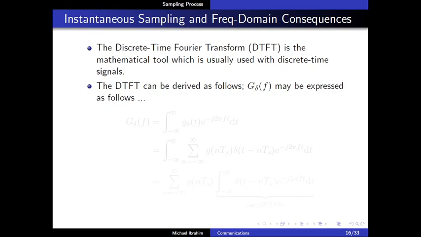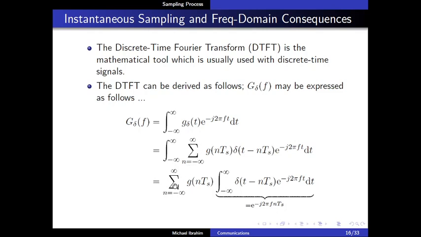So the DTFT can be derived as follows. G delta of f, which is the spectrum of the discrete time signal, the sampled signal, can basically be obtained as the Fourier transform of G delta of t: the integration of G delta of t e to the negative j2 pi f t dt. But G delta of t is basically a summation of G of nTs, the sample value, multiplied by delta of t minus nTs. Again, we'll be interchanging the summation and the integration. The summation goes outside, with G of nTs, and the integration goes inside: delta of t minus nTs e to the negative j2 pi f t dt.